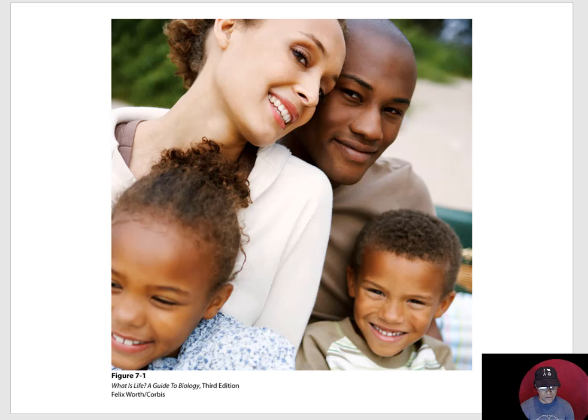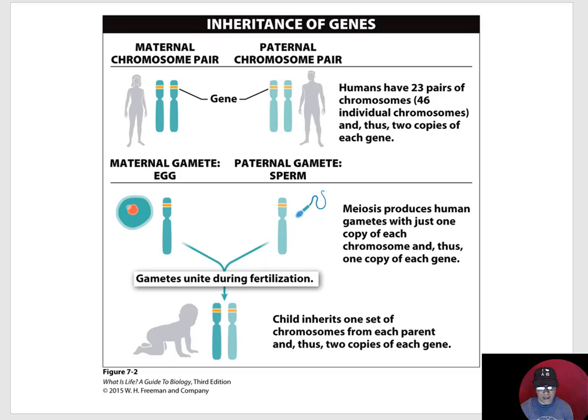And we know that even though we have two individuals who may be coming together and creating a variety of offspring, each of those offspring are going to be very different. So let's explore how that happens. So the inheritance of genes. So here we're looking at the maternal chromosome pair, that is the chromosome pair from the mother, and we have the paternal chromosome pair, that is the chromosome pair from the father. And here we're just going to be looking at one gene.